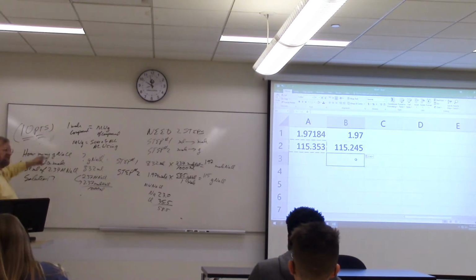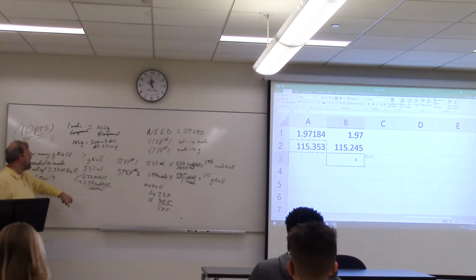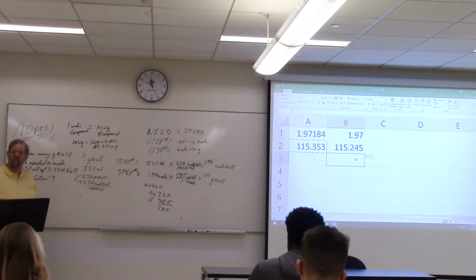And now you also see why it's 10 points, because it's more work. Any questions? Remember, you need 2 steps, because there's no way I can go from milliliters to grams in 1 step.